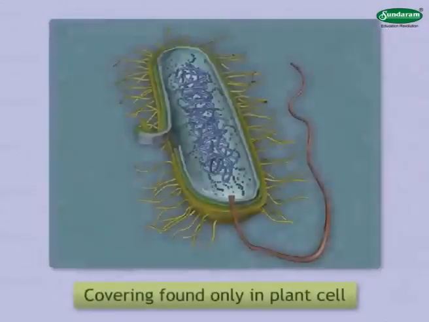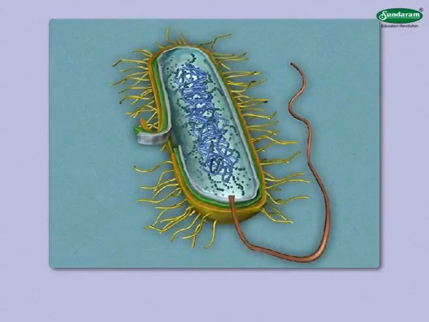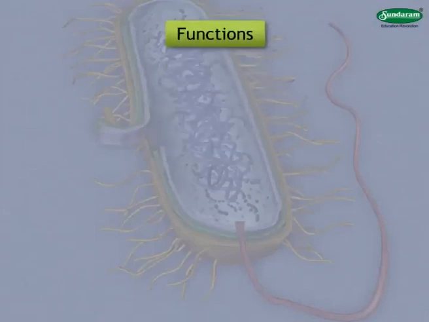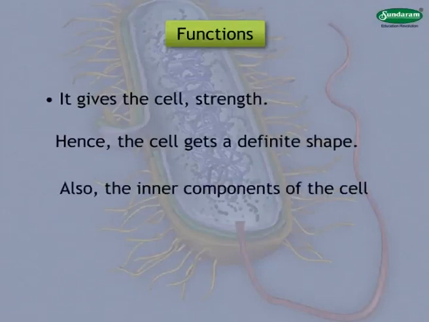2. The cell wall. It is a covering found only in plant cell outside the cell membrane. It is made up of a substance called cellulose. Other substances can pass through it. Functions. It gives the cell strength. Hence, the cell gets a definite shape. Also, the inner components of the cell are protected.